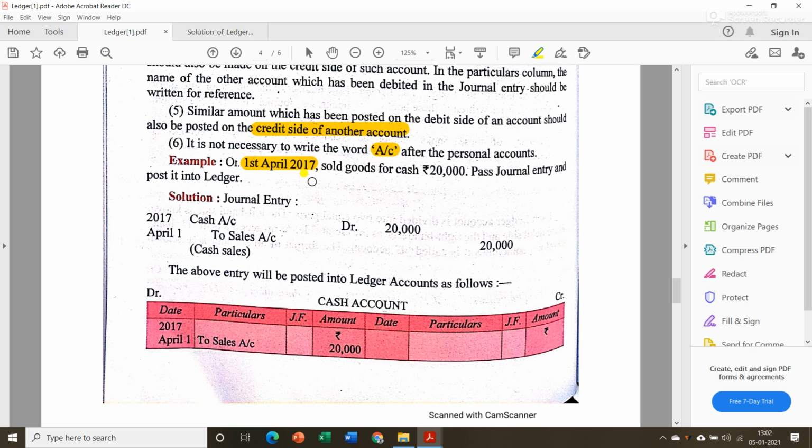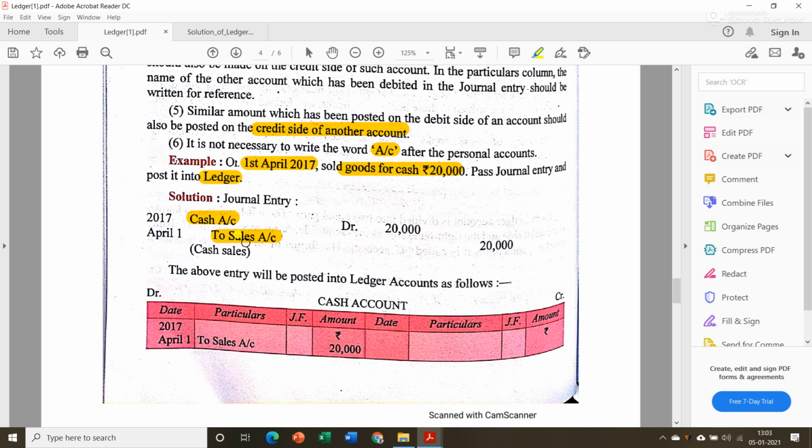On 1st April 2017, we sold goods for cash rupees 20,000. First we have to pass the journal entry and then we have to record it in the ledger. Now let us see what the journal entry will be. Since it is a cash sale, that means we received cash. So cash account will be debited as per the rule of the real account: debit what comes in. Then since this is sales, we will write to sales account on the credit, and according to the real accounts rule, credit what goes out.